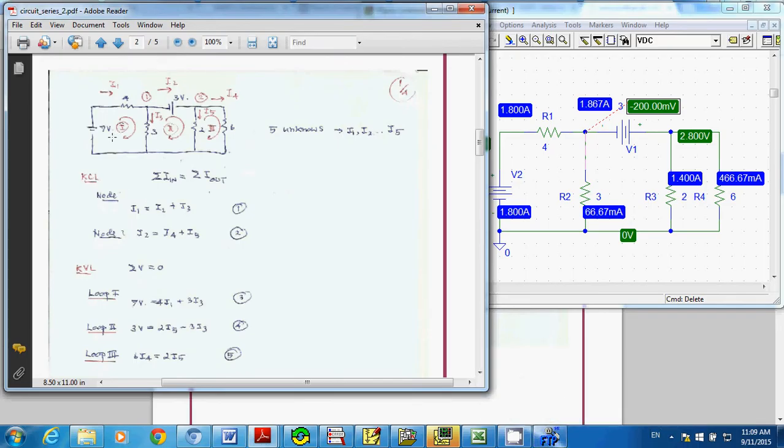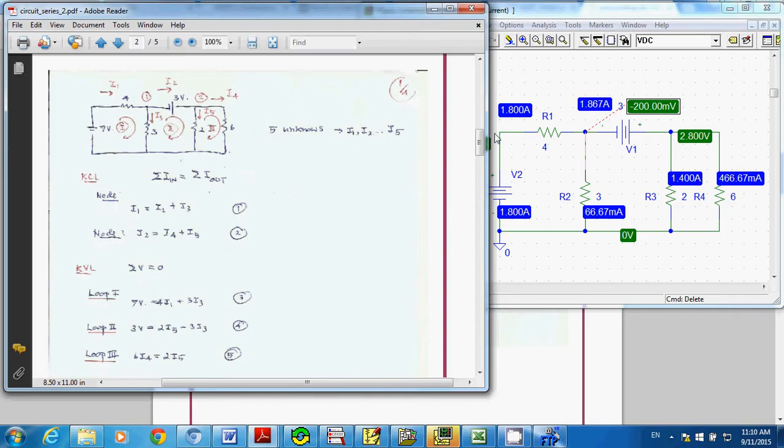Just take a look at this quickly. I have I1 flowing through the 4 ohm resistor, and I define the direction of the current as shown here. So I have I1, and then I2, I3, I4, I5. Don't worry about the direction of the current. After you solve for I1 to I5, if you have a positive sign, that means you have the right direction of the current. But if you have a negative sign for that specific I, that means the current is flowing in the opposite direction to what you defined.